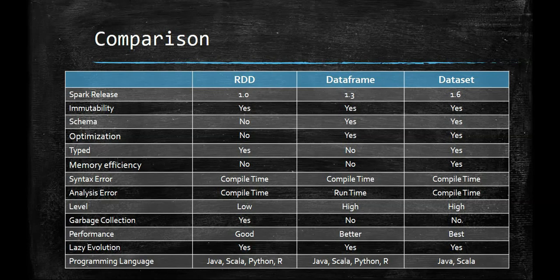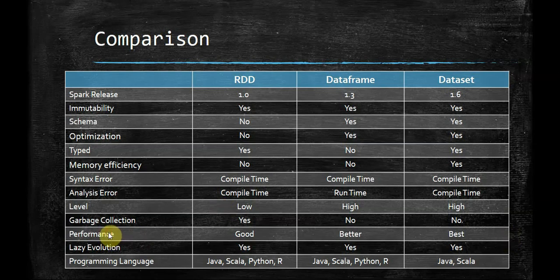But when it comes to the data set, we have got the tungsten, and with the help of encoders, when we do the serialization and deserialization, it makes use of the off-heap memory, which is your unsafe memory, and which is out of your JVM. So when it is out of JVM, there is no overhead of garbage collection on your JVM. So that's the reason you get the performance benefit there as well.